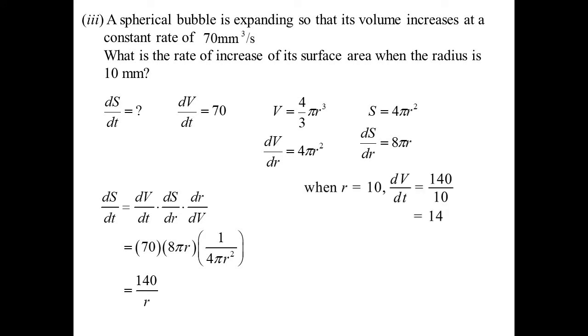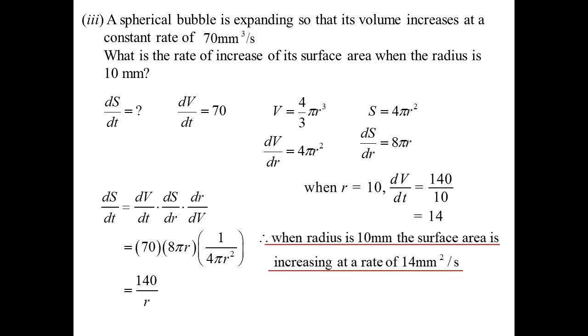We want when the radius is equal to 10, so dV/dt is 14 for this one. Answer the question. When the radius is 10, the surface area is increasing at a rate of 14 millimetres squared per second. But the other thing to point out here is make sure you read the question and know exactly what they're asking for. Because sometimes they might say, what is the area when the surface area is... So they might actually want you to work out that surface area and things like that.